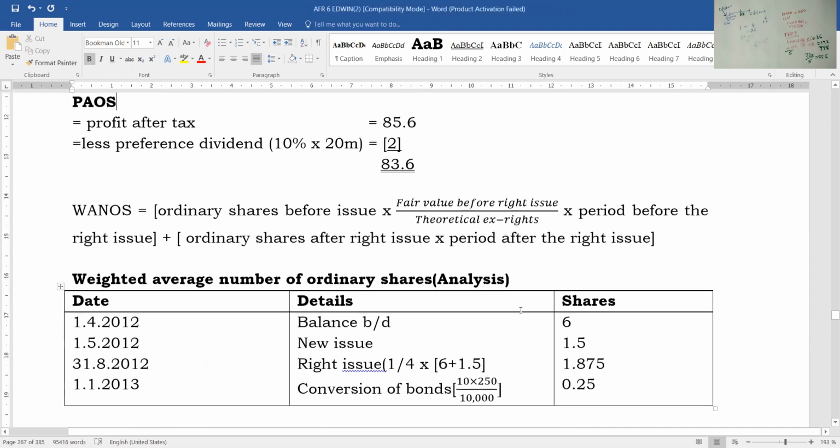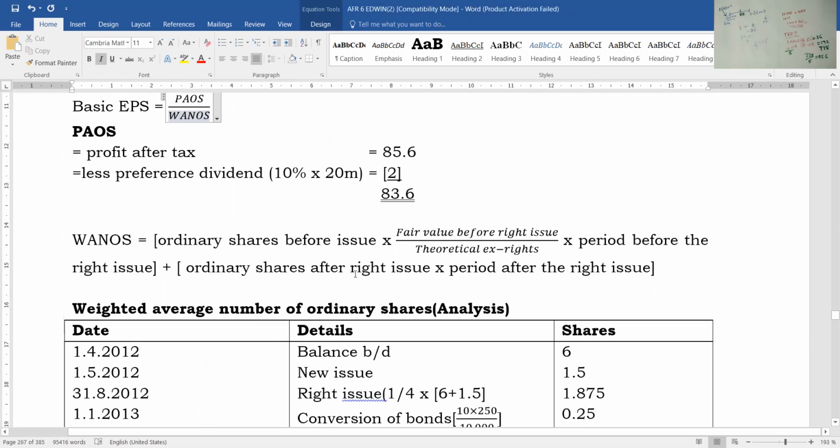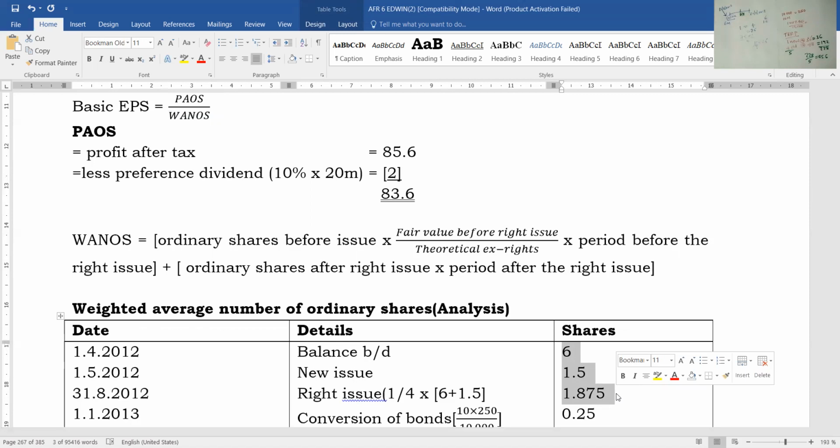So that is what we have already done. We are done with the period before, now we move to the ordinary shares after the right issue. You take your shares up to that period: 6.5 plus 1.5 plus the ones from the right issue, giving a total of 9.375. Then the period after is 7 months, because the period before was 5.